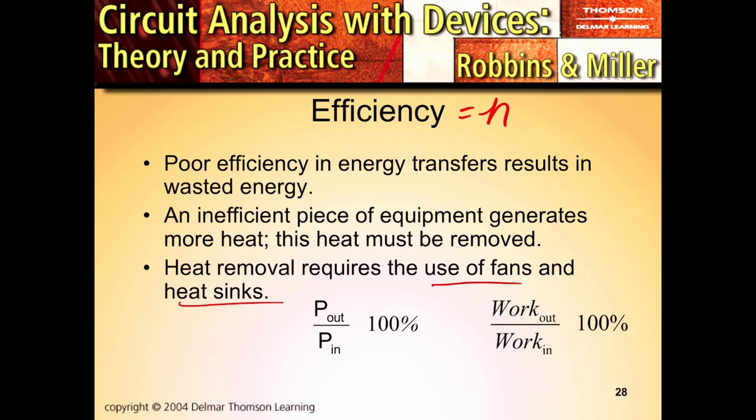In order to determine N, efficiency is always equal to P out over P in. And remember, P out is the smaller value. If we want to express efficiency as percentage, we can say N equals P out over P in times 100%. Likewise, we can say, if we're expressing it as work out divided by work in times 100%, is going to give us an N in percentage, right?